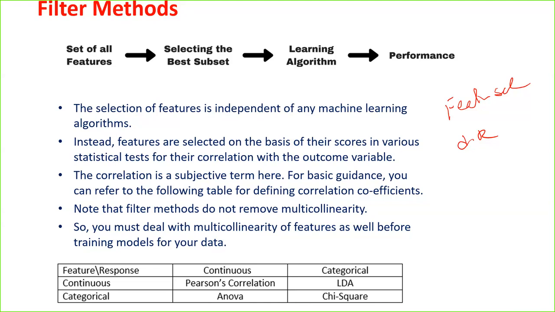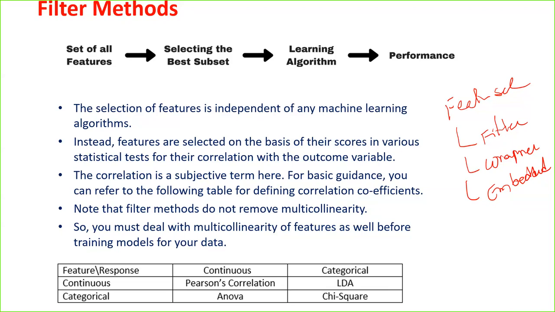Okay, so feature selection techniques are broadly classified into three categories. One is filter approaches. Second is wrapper approaches. The third one is embedded approaches. We'll see them one by one. Filter approaches, wrapper approaches, and embedded approaches, right?